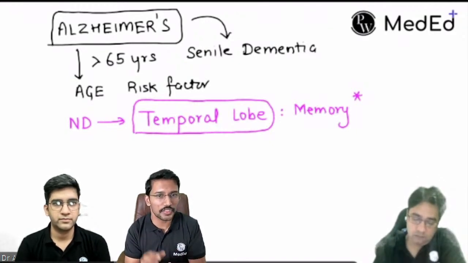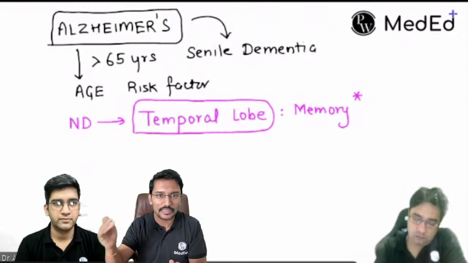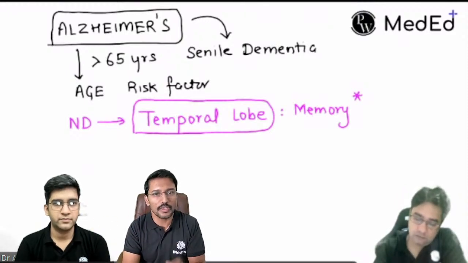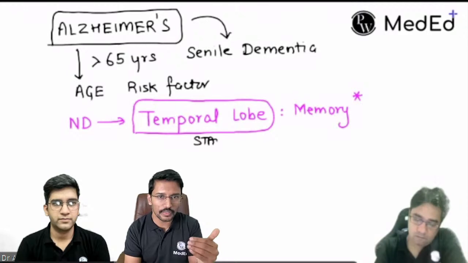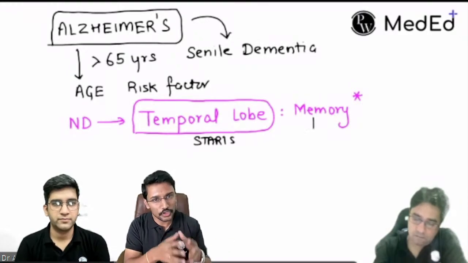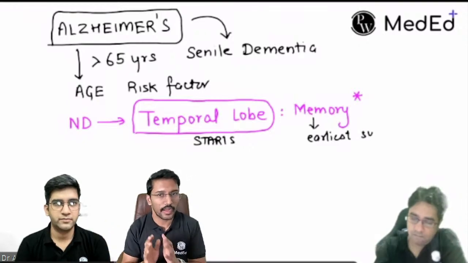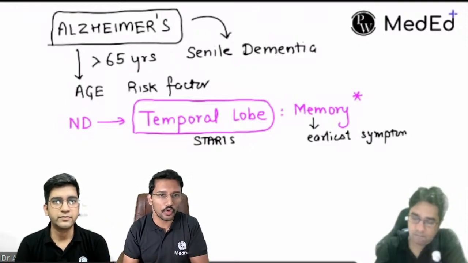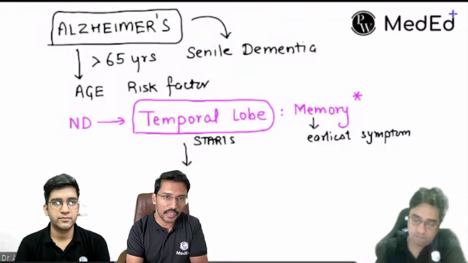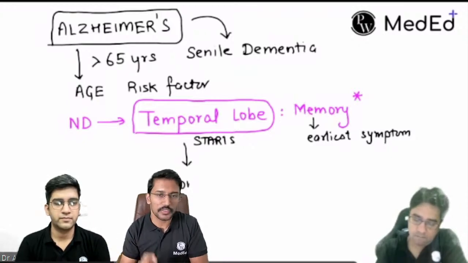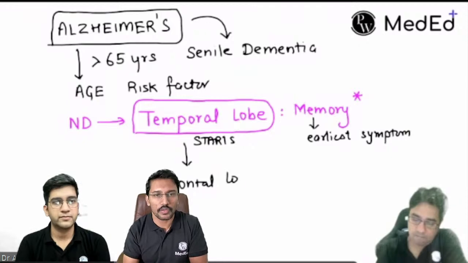So when the degeneration starts in the temporal lobe, the earliest symptom of Alzheimer's disease is going to be the loss of memory. And we already know that the loss of memory will affect first the short-term memory, and as the condition progresses, the remote memory will get affected. And when the degeneration spreads to the frontal lobe, we can also start seeing behavioral changes in patients with Alzheimer's disease. Why is this important for us to understand?